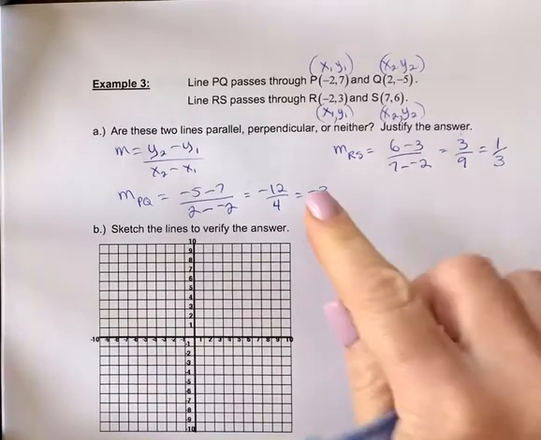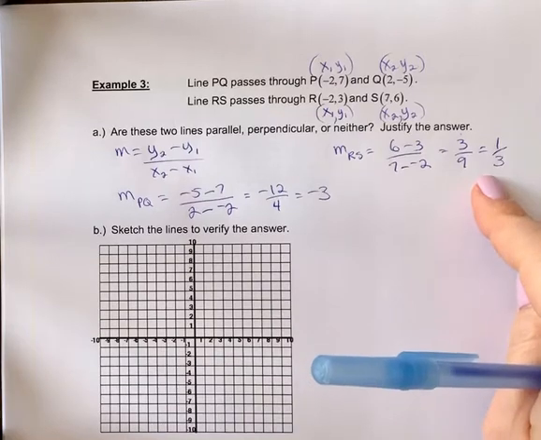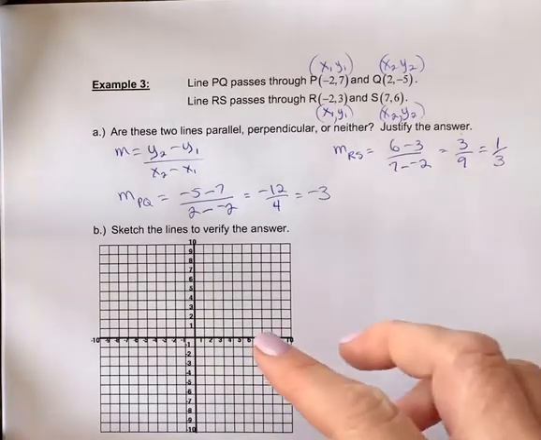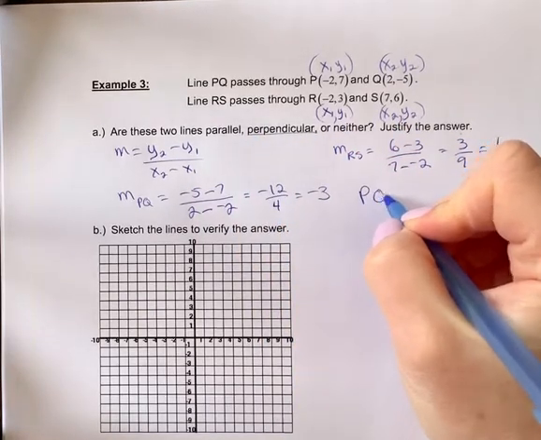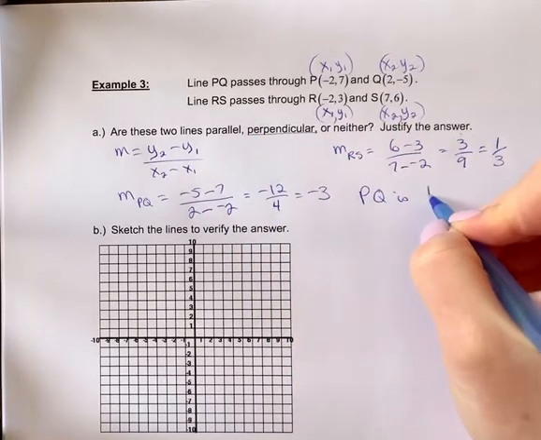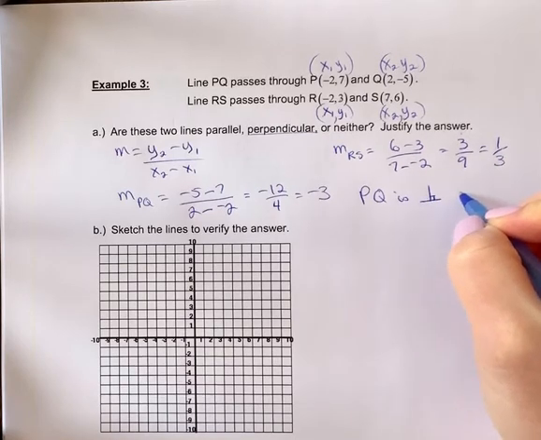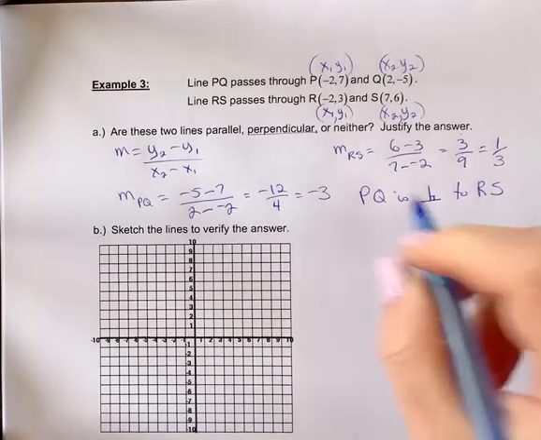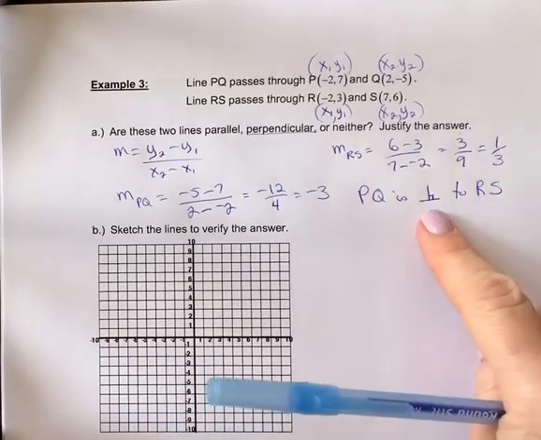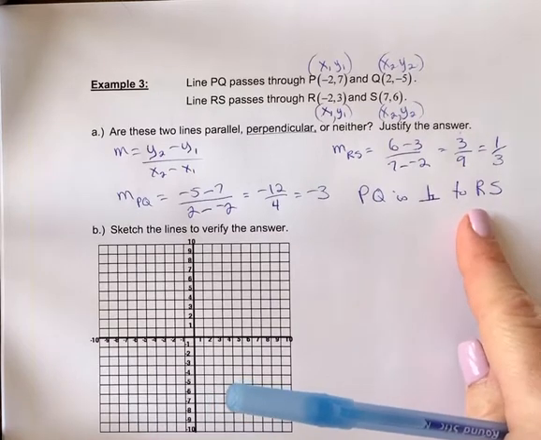So since we've got a -3 and a 1/3, they're reciprocals and they have opposite signs. Because they're negative reciprocals, we know they are perpendicular. So we would say PQ is, and we can use this symbol for perpendicular, that little picture of perpendicular lines with the right angle, to RS. Because they're negative reciprocals, PQ is perpendicular to RS.